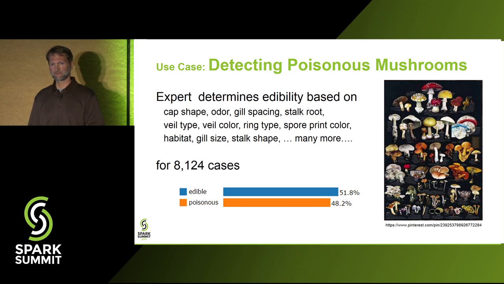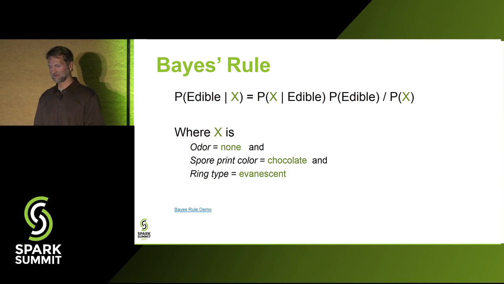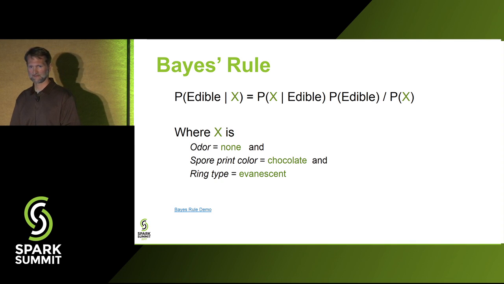So what we want to try to do is, when we get a new mushroom that we just picked, find out if it's edible or not based on all these other attributes. And how do we do that? We can use Bayes' rule. So this expression represents application of Bayes' rule for this mushroom case. We want to find out what's the probability that it's edible given some set of factors. And in this case, the set of factors is going to be that it has no odor, spore print color is chocolate, and its ring type is evanescent.